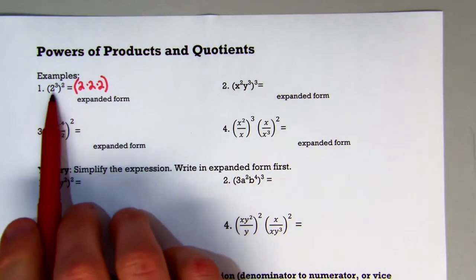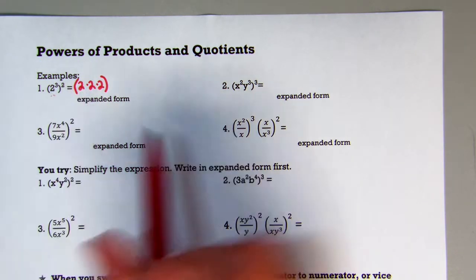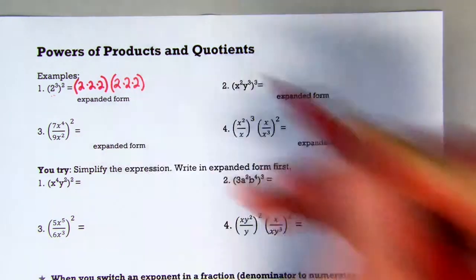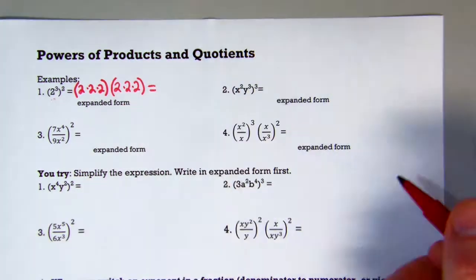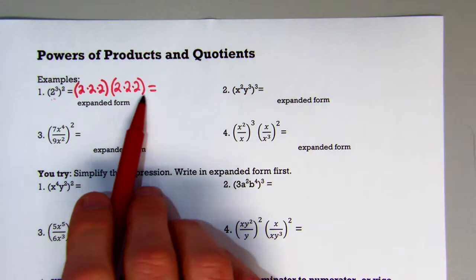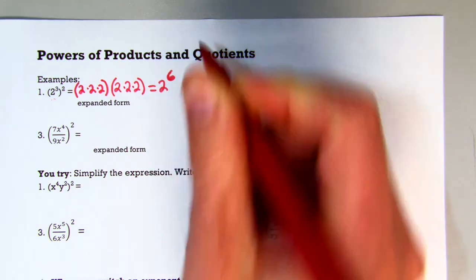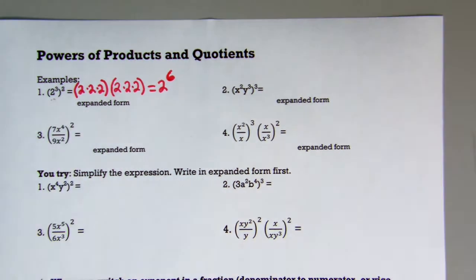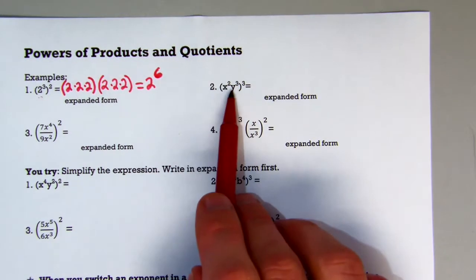So that's one part that's inside the parentheses. Because it's squared, I have to do this twice. So my second part is 2 times 2 times 2. Now if I simplify this, I notice that there's 6 2's, so 2 to the 6th power is going to be equal to 2 cubed to the second power. Alright, let's try another one.